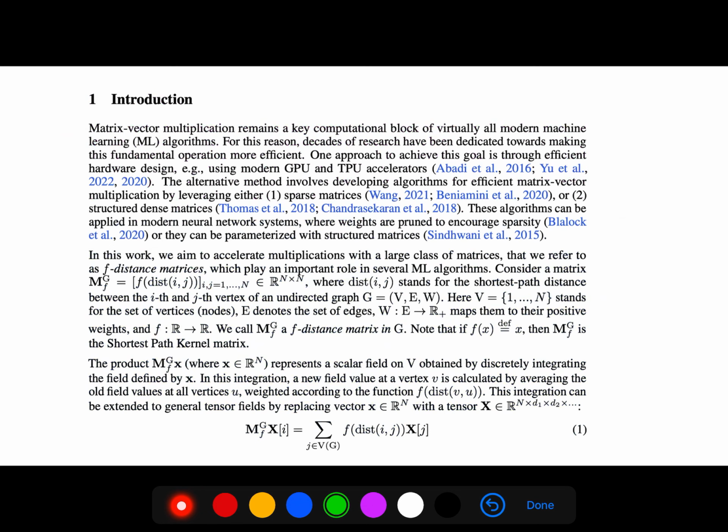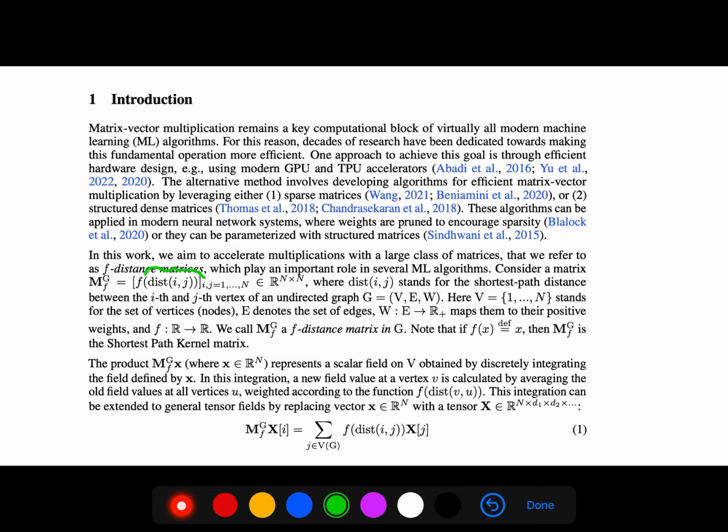So we refer to f-distance matrices, which play an important role in several machine learning algorithms. And we consider a matrix M. Now this distance here stands for shortest path distance between any two vertices of an undirected graph, like I and J. It's very similar to the idea of a previous video, but from a different perspective. We call M an f-distance matrix, and M is the shortest path kernel matrix.